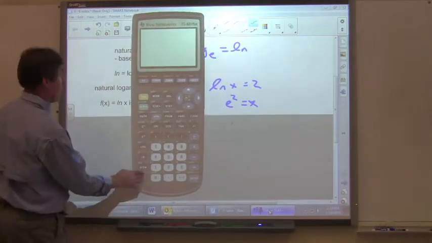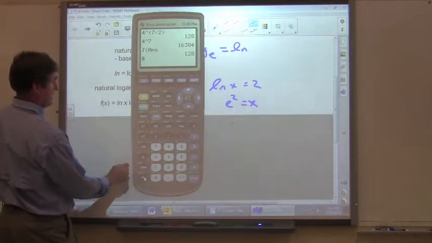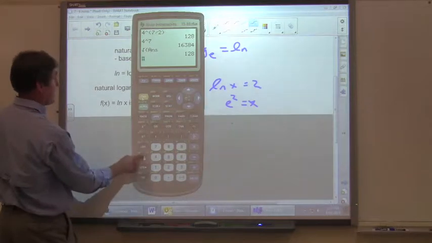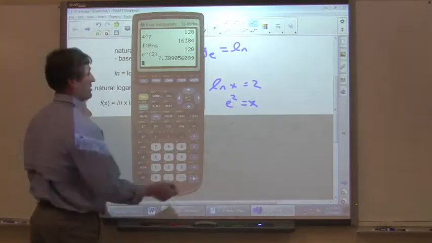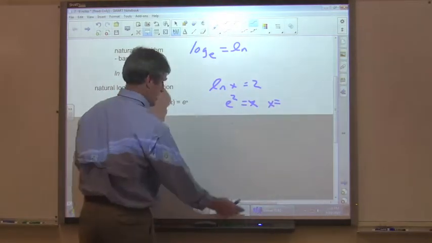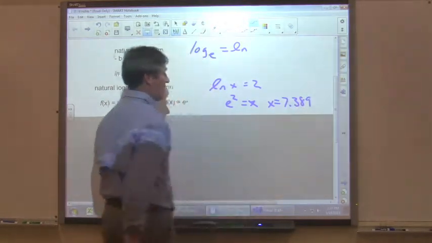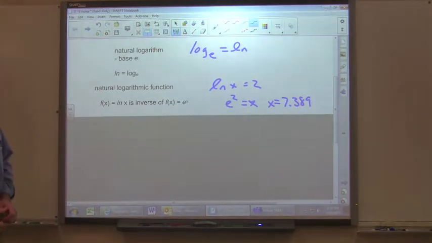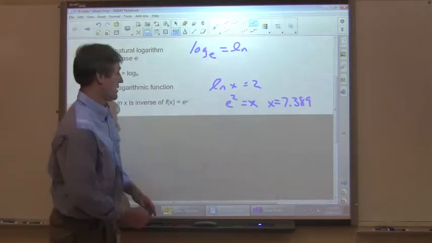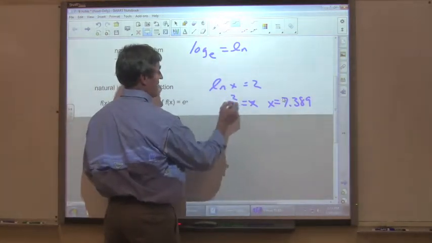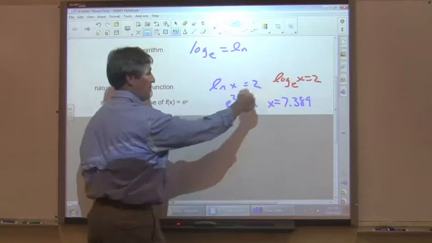And if we go to the calculator then, we can just go e, which is second ln, e to the second equals, so our x value in this case is 7.389, rounded off to 3 places. Okay? So again, it's just like we did with other logarithms, base 10 or any other base. Because it's ln, that would be the same as log base e of x equals 2, and we put it in the exponential form.